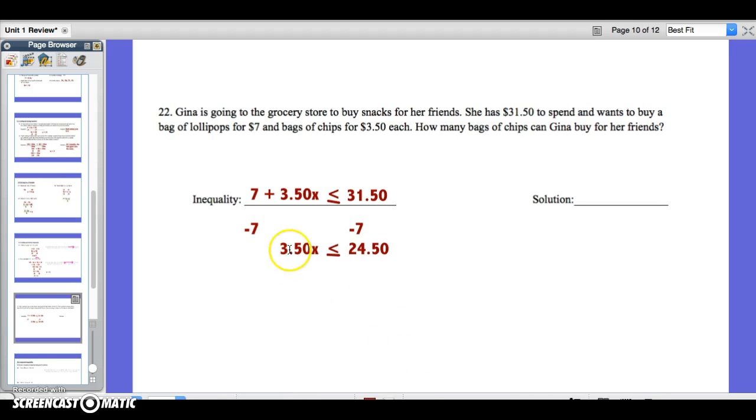Okay, next, it's 350 times x. The inverse operation to multiplication is division. So we're going to divide by 3.50. You don't have to have the 0, but you can. Divide by 3.50. That's going to leave me with x is less than or equal to, give me a moment to write that in there, 7. Now let me put my bar in there because this is important. Less than or equal to 7. So what that means, I'm interpreting this answer, that means she can buy 7 bags or less.